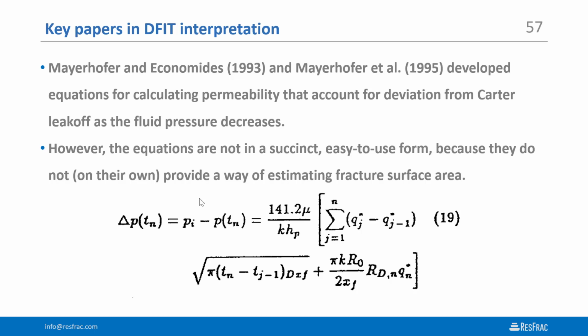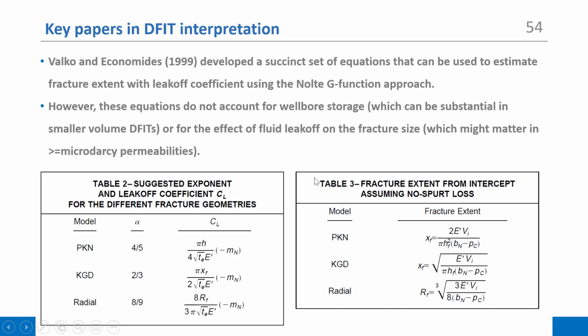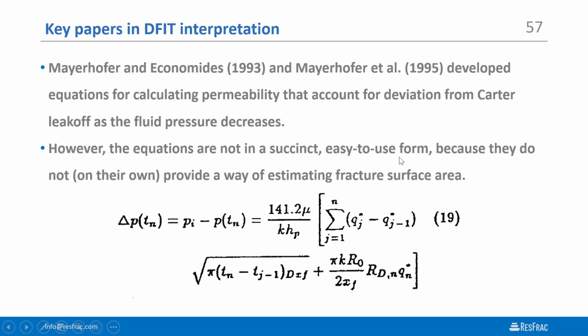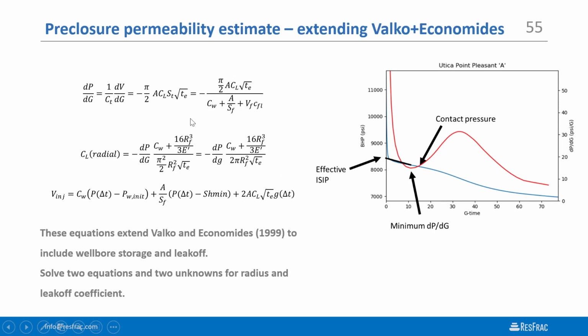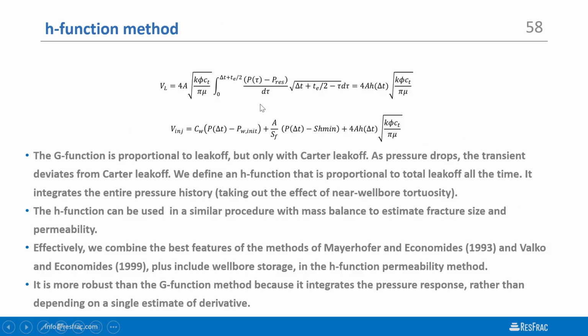But if we go to these original papers, the challenge there is they don't provide a way of estimating fracture surface area in the way that Valko and Economides do. They actually are recommending you need to use a frac simulator to predict fracture surface area, iterate back and forth, and it's not a fast and easy approach. It requires iteration with a frac simulator. So what we did is we combined this approach from Mayerhofer with our extension to the Valko and Economides approach. So we're going to use a mass balance, but we're going to replace this equation with a more general expression that accounts for changing pressure over time.